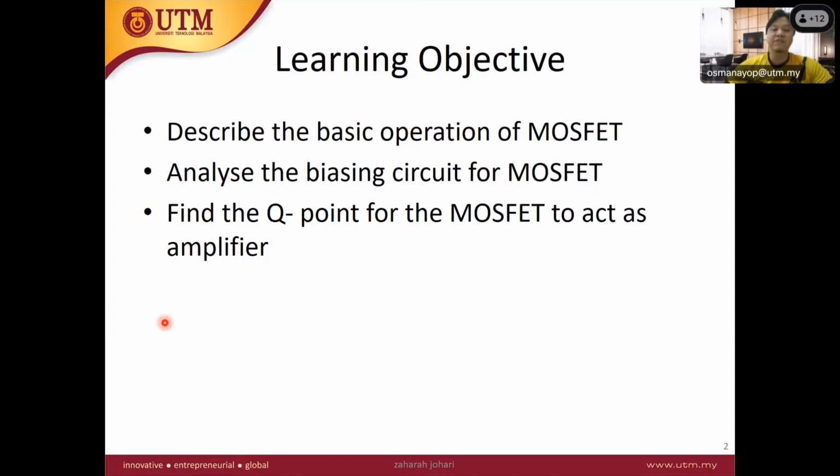As with BJT, this is the first part where we learn the DC analysis of this kind of device. Actually, the main point is to find the Q points, where this Q point will determine whether we are doing the proper biasing or not. Practically, the Q point is normally at the middle of the DC load line, typically.